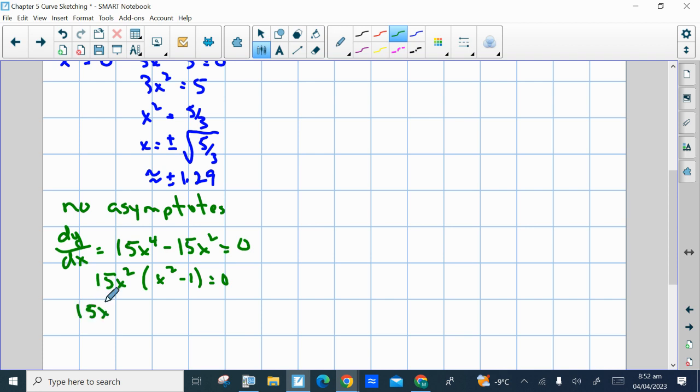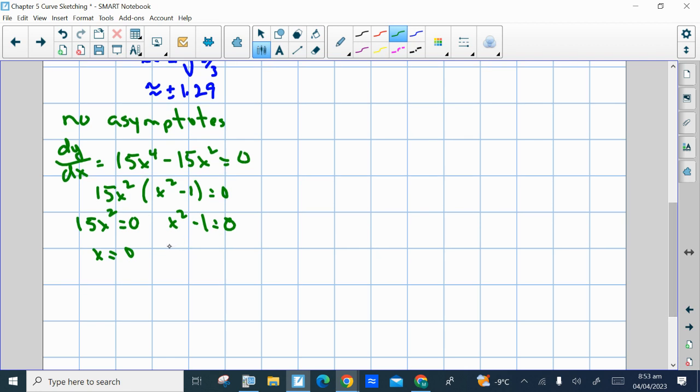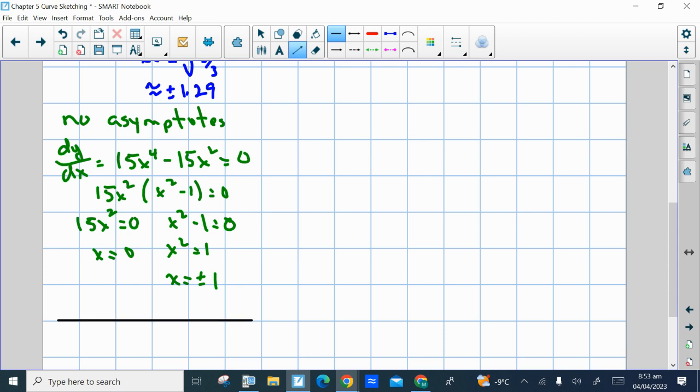So again, our critical numbers come when each factor equals 0. And for the first factor of 15x squared, that'll be when x equals 0, and where x squared minus 1 equals 0. So that'll be where x squared equals 1, and x will equal plus and minus root of 1, or plus and minus 1. So we have 3 critical numbers here, so 4 intervals that we need to look at.